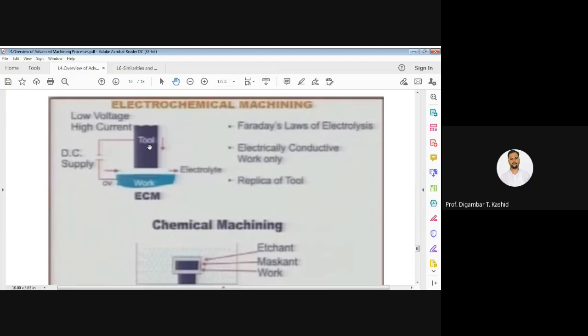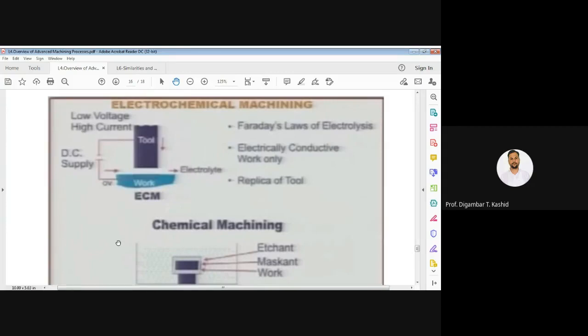Your tool is connected to the negative terminal, that means it will act as cathode, and your workpiece is connected to the positive terminal, that means your workpiece will act as anode. The most important thing is that both the tool as well as the workpiece are electrode materials, and they are electrically conductive materials. Please remember this point.